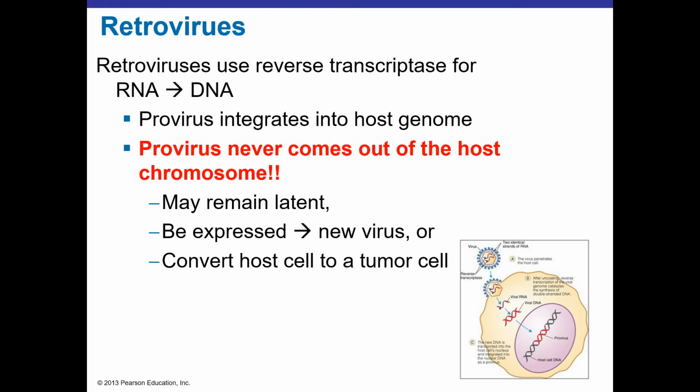It may not always be expressing, so it can remain latent and not be making new virus, but more than likely at some point it will be expressed and start to make or shed new virus. The other problem, you just don't want things integrating into your host genome. Oftentimes these are associated with tumor events, so it converts the host into a malignant cell, often because it hits an area that is going to control growth, and therefore you end up having a malignant event.